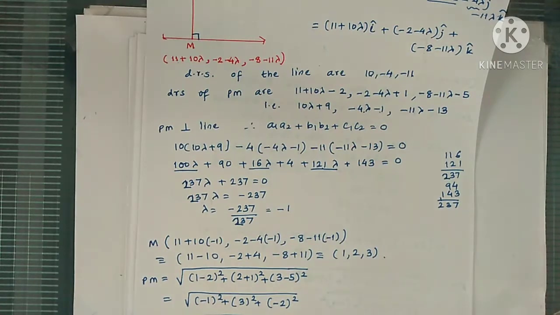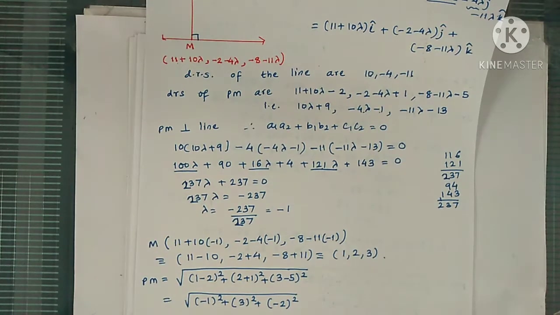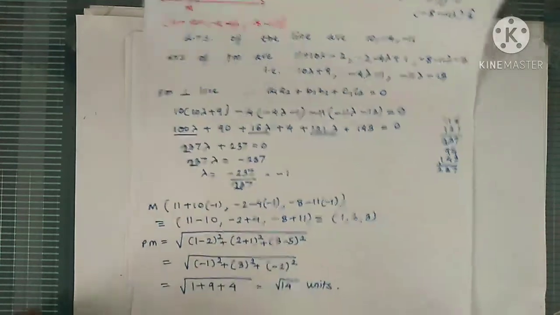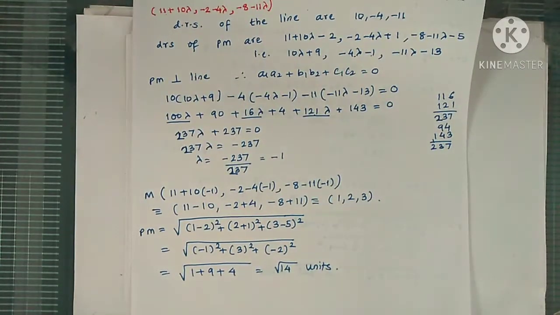So the equation of the line may be given in Cartesian form or in vector form. First of all we have to write the coordinates of any point on the straight line, and those will be the coordinates of point M. Then find the direction ratios of the straight line as well as the direction ratios of PM, and use the condition for perpendicular lines, that is a1 a2 plus b1 b2 plus c1 c2 equal to 0 when direction ratios are known. So using that we can find the value of lambda, and substituting lambda we can find the coordinates, and once we get the coordinates, using the distance formula we can find the distance.